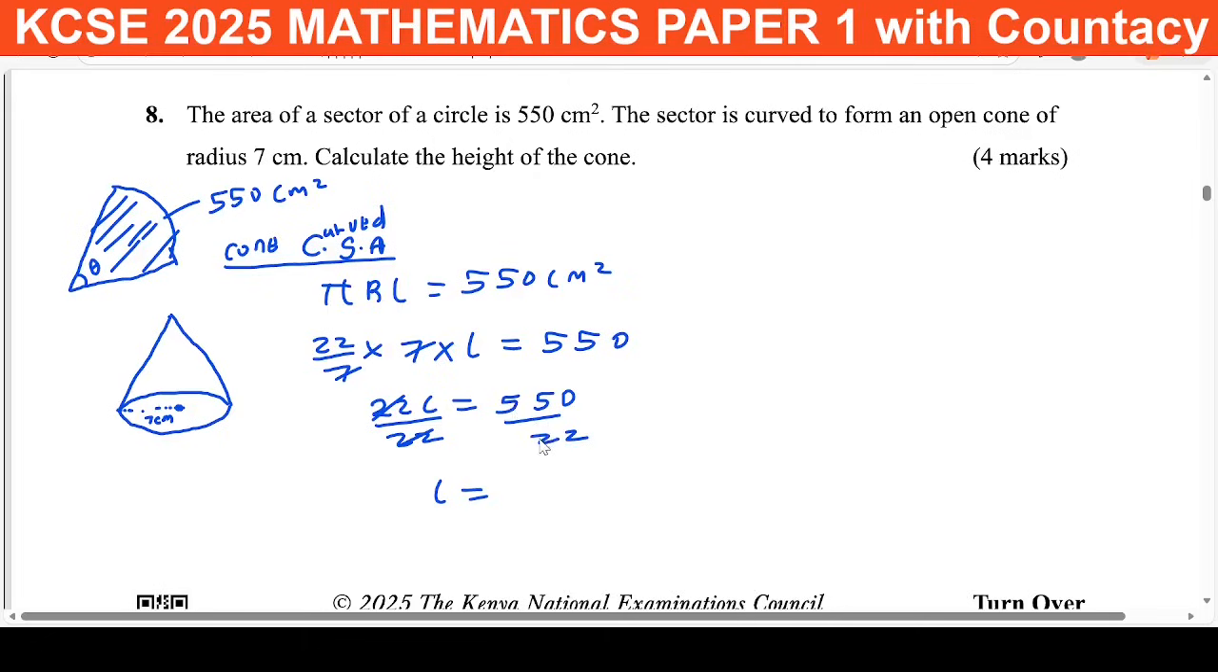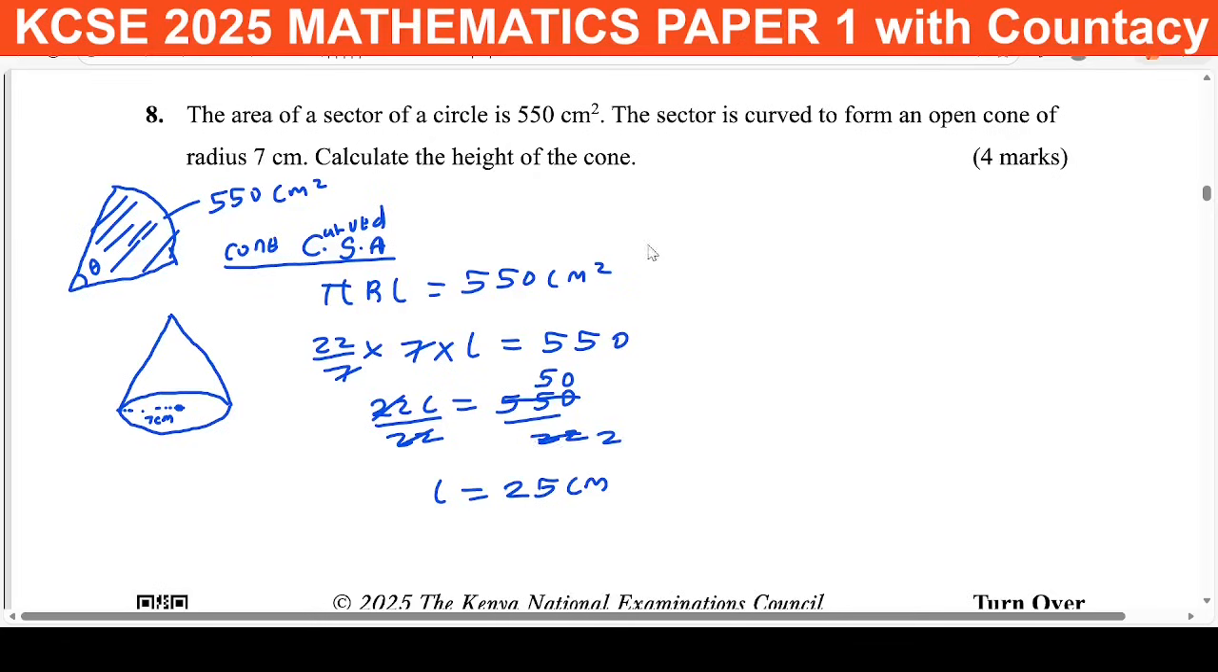Can we divide by 11 here? If we divide by 11, we get a 2. If we divide by 11, what do we get there? 11, 5. Yeah, it should be 5. And then this 0. Finally, 50 divided by 2, that's 25 centimeters. So that's now the length.